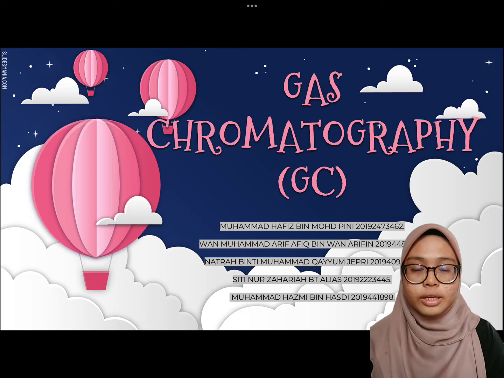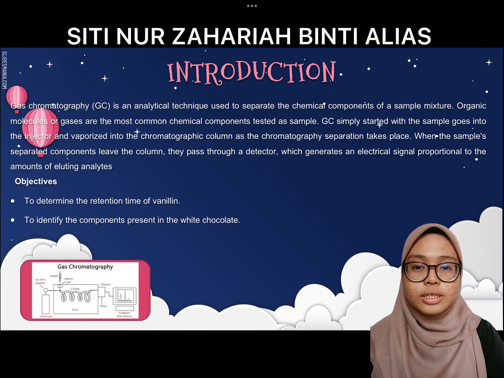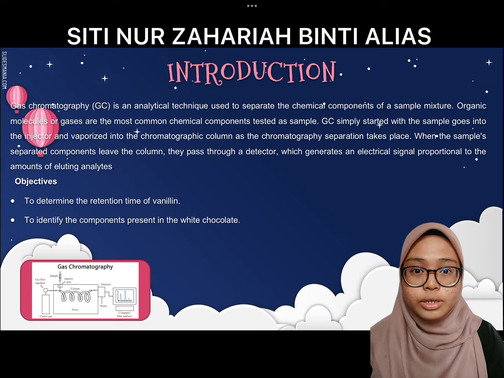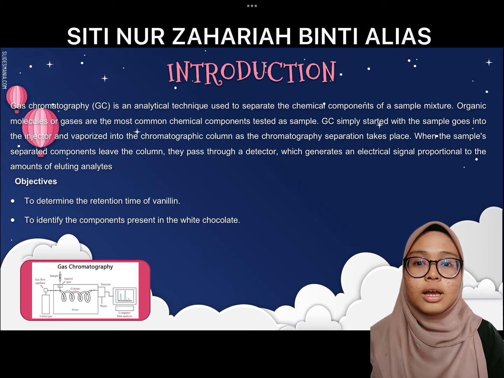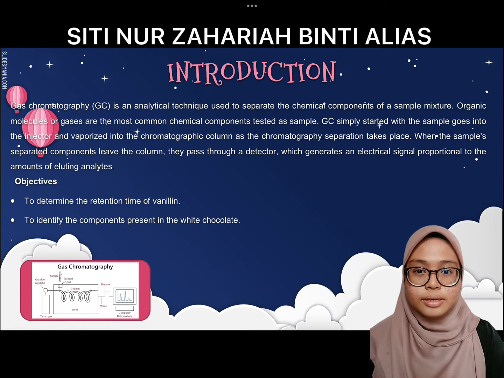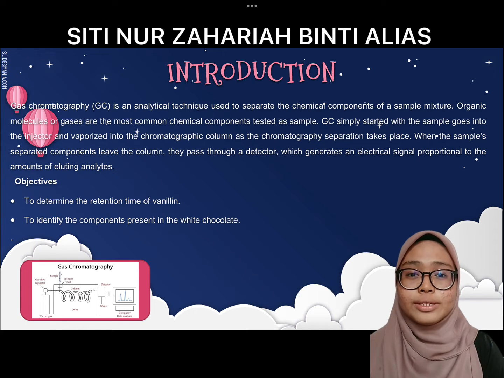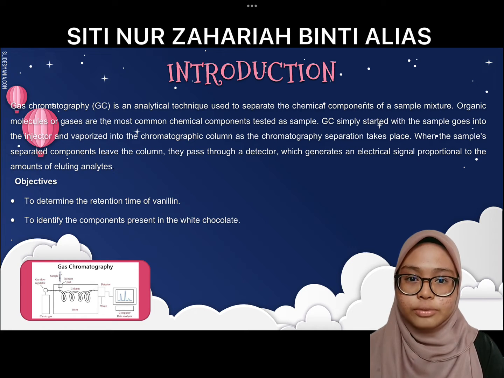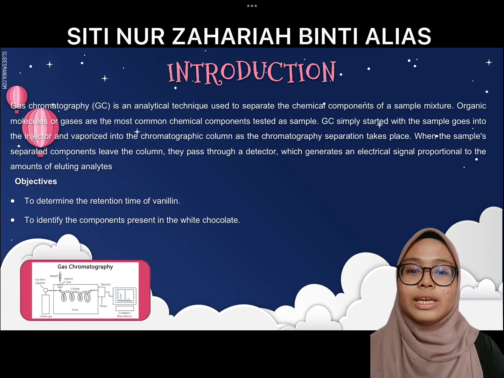with objective and introduction. Gas chromatography (GC) is an analytical technique used to separate the chemical components of a sample mixture. Organic molecules or gases are the most common chemical components tested as samples. GC simply starts with the sample going into the injector and being vaporized into the chromatographic column, where the chromatographic separation takes place. When the sample is separated, components leave the column. They pass through a detector which generates an electrical signal proportional to the amount of eluting analyte.